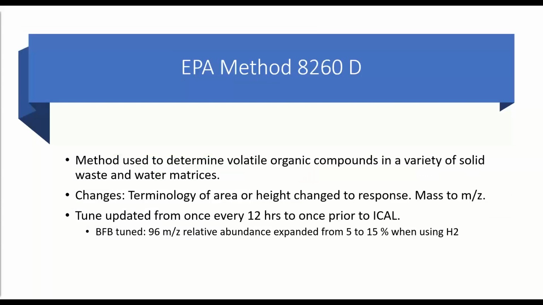The latest 8260 method is revision D. While D incorporates the expansion and guidance of using hydrogen as a carrier gas, EPA method 8260 is a determinative method used to analyze volatile organic compounds in a variety of solid waste and water matrices. Some formal changes from its previous revision C include terminology like area or height has been changed to response, and mass has been changed to m/z.